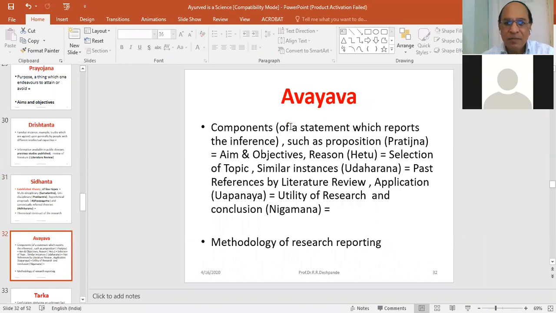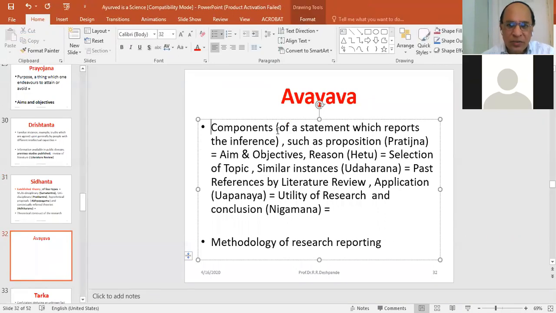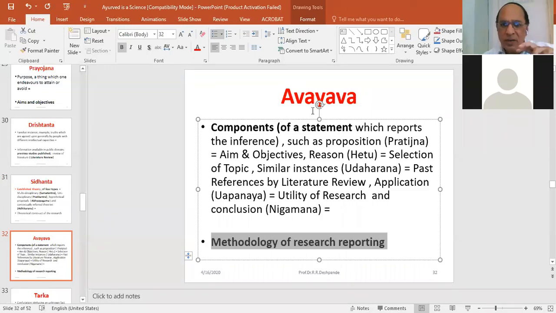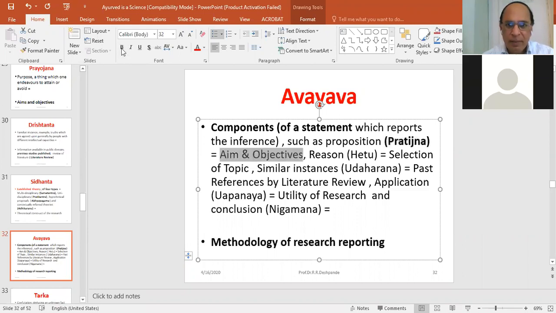Next is Avayava. Avayava is the components of the statement, parts of the statement. For example, when we write the thesis, can you see here? Methodology of research reporting. Write down these similar words. So this is methodology of the research reporting. That is Avayava. For example, there will be Pratijna. Every word I will make bold. That is aims and objectives. Pratijna is aim and objective.